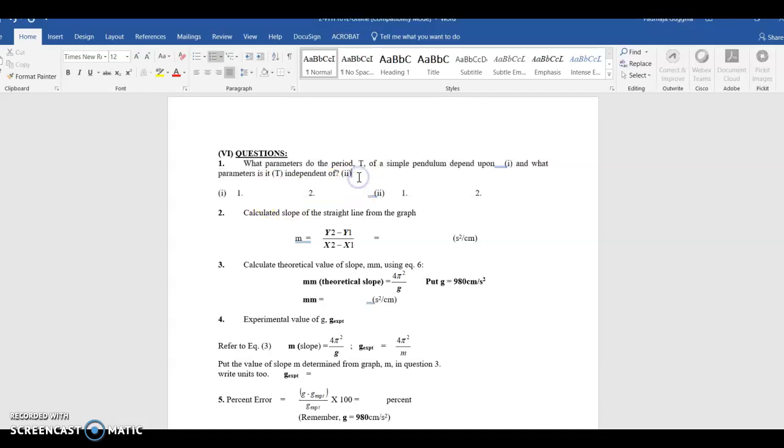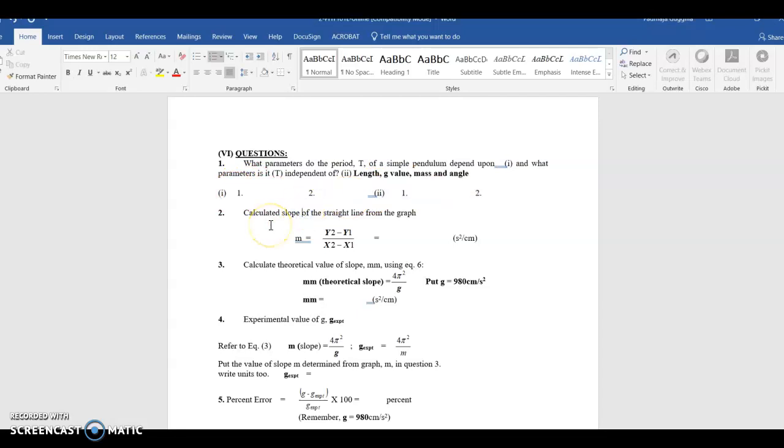I'm going to give you a clue: look at the length, G value, mass, and the angle at which we are going to throw them. Okay, so these are the ones we are going to check and put in 1, 2, 3, 4. So which ones are going to be dependent and which ones are going to be independent.